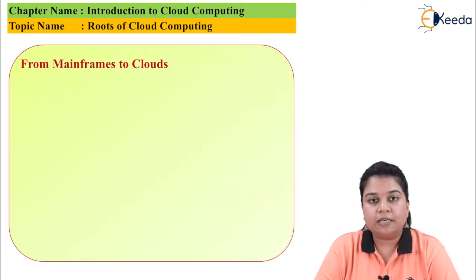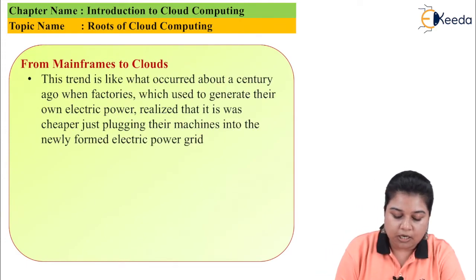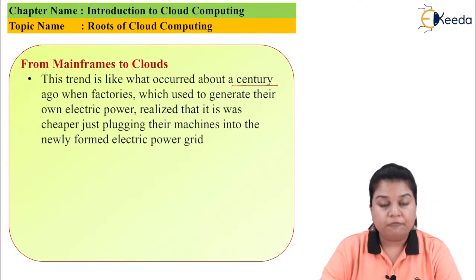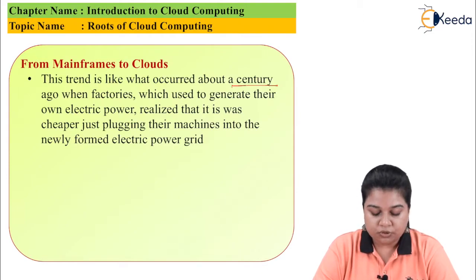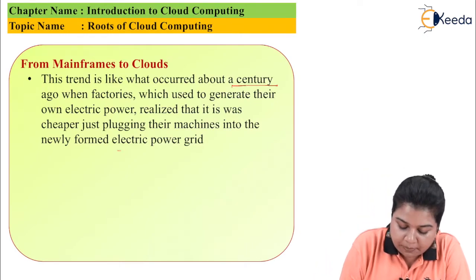The first thing from where the cloud has emerged is from mainframes to the clouds. Clouds are the technology we're using now. This trend is like what occurred about a century ago when factories, which used to generate their own electric power, realized that it was cheaper plugging their machines into the newly formed electric power grid.